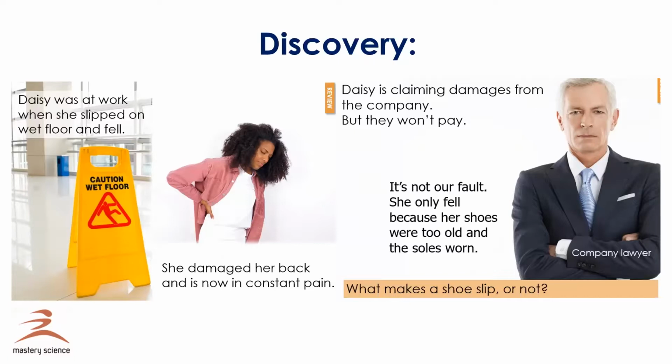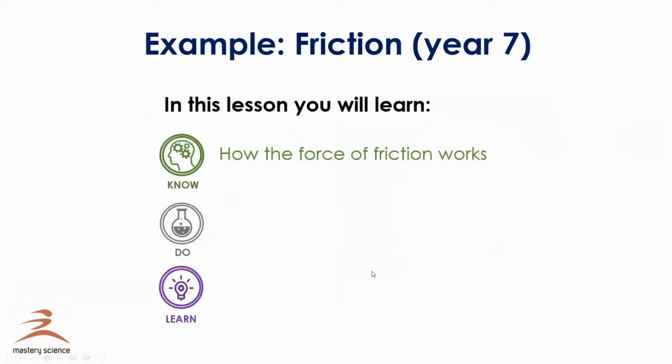Rather than just going ahead and doing that practical that I showed you earlier, we're giving students a reason to do the practical and a reason to find out what affects friction. They're going to carry out that investigation into the factors that affect the size of friction. So if we go back to friction, we now have our problem that we're going to solve. They need to understand how friction works in order to figure out what factors affect it.